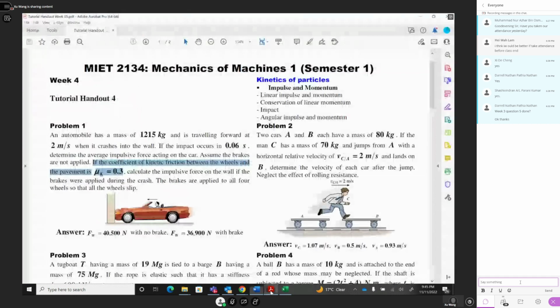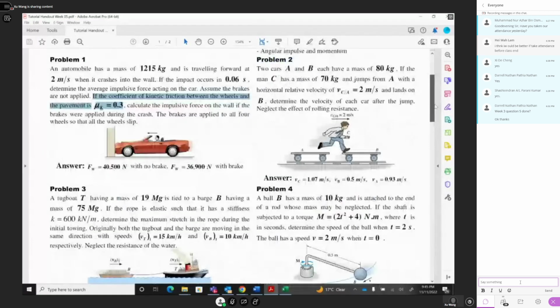Okay. I assume you have no questions because you did not raise your hand or have any comments. So move to problem 3 if you have no questions. Okay, move to problem 3.